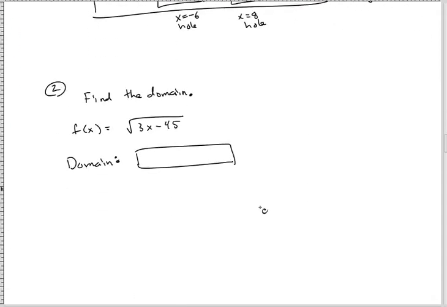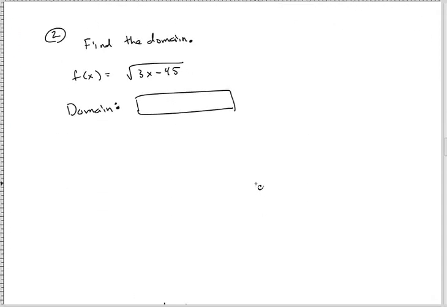Next question. It says find the domain again. First off, does this have division? No. So I don't have to do that divide by 0 stuff. But does it have a square root? Yes. And so I need to take the inside equal to 0 and solve for x. Now remember how I said that this would be a start point. So let's go through and see how this will work. First off, I'm going to add 45 to both sides.